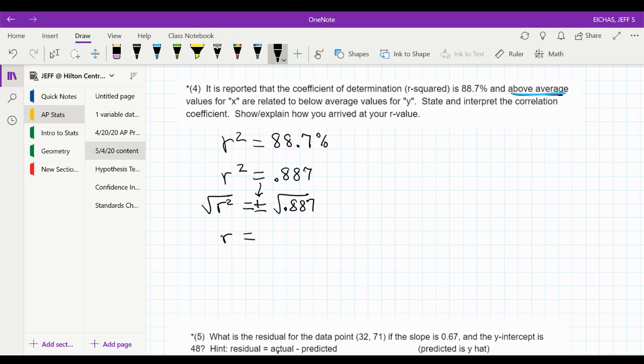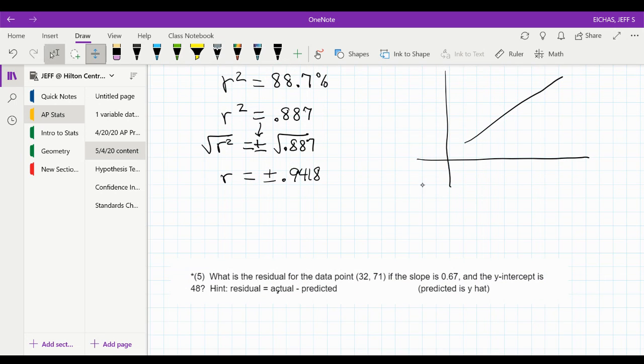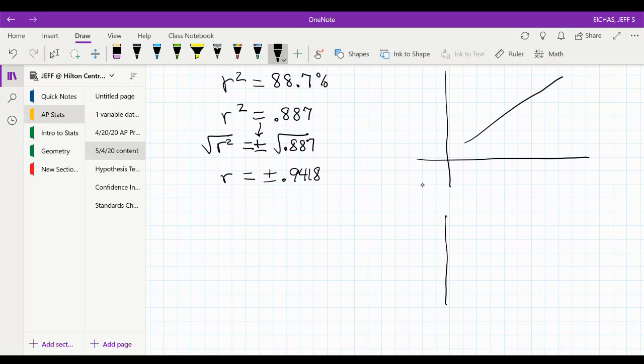And to get that, I'll quickly get this calculator. 0.9418. All right. Now, I know it's negative, and that is because an above average value for x tends to be related to a below average value for y. So let's express what's happening here. There's two choices. You could have a positive linear relationship, or you could have a negative. Let's draw them both.